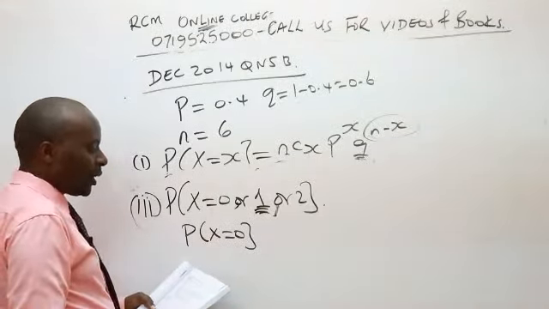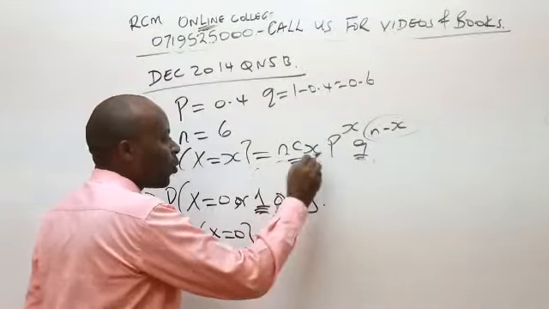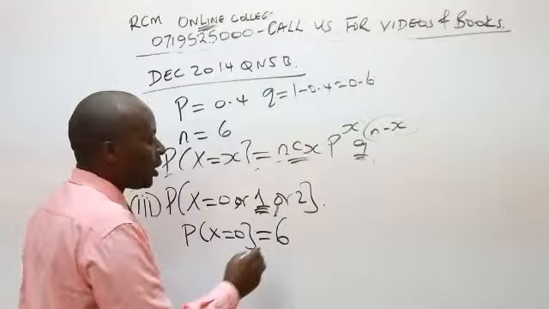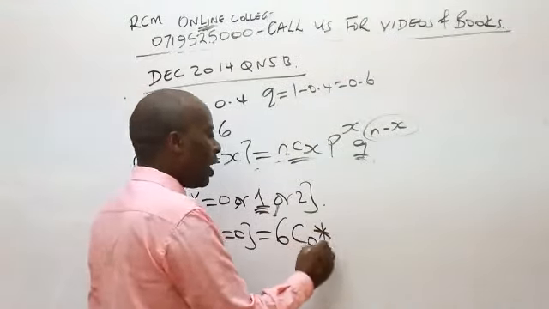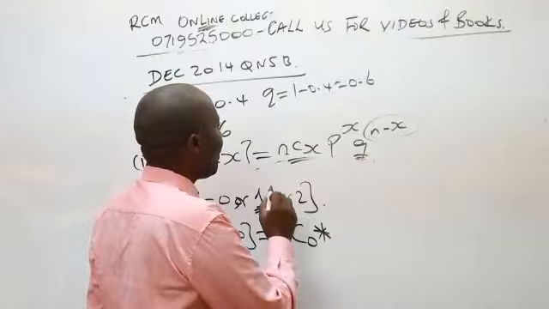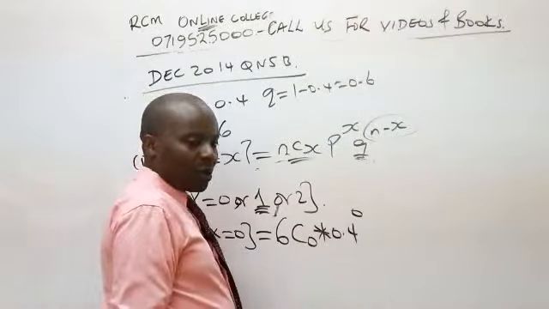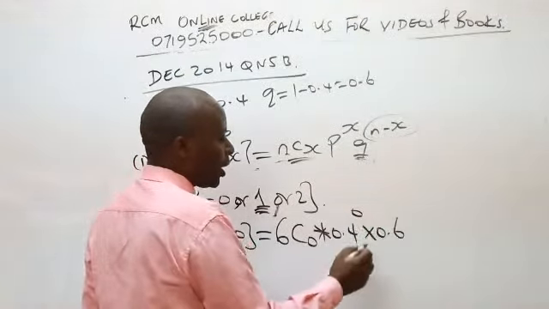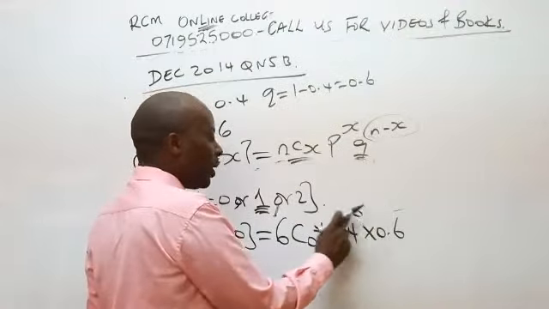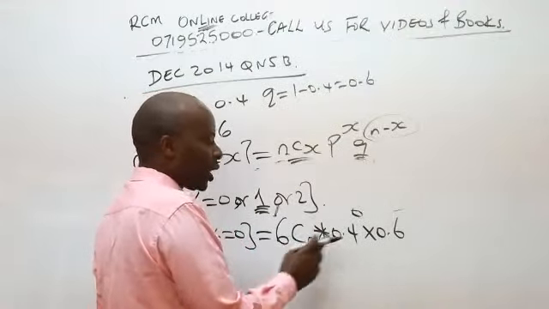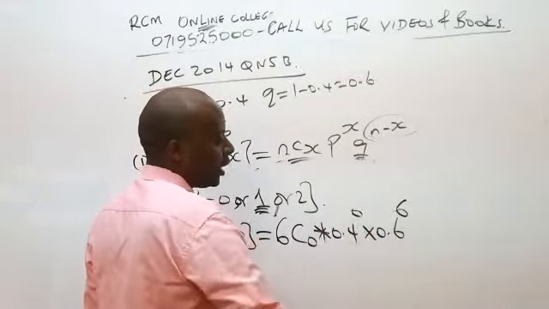Right? So in this case, probability of X equals 0. Then we have 6 combinations X, which is 0. And then we have P, which happens to be 0.4 raised to X, which is 0, times 0.6 raised to the balancing power. We know that the two powers must always add up to N. So the balancing power is N minus X, which automatically will be 6.